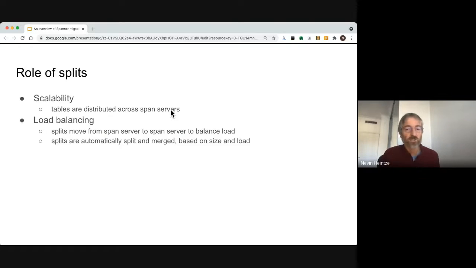So in Spanner, splits are not static. They're continually on the move and they're continually evolving. For example, if a split is hot and receiving lots of load or contains lots of data, it'll be split into smaller splits.